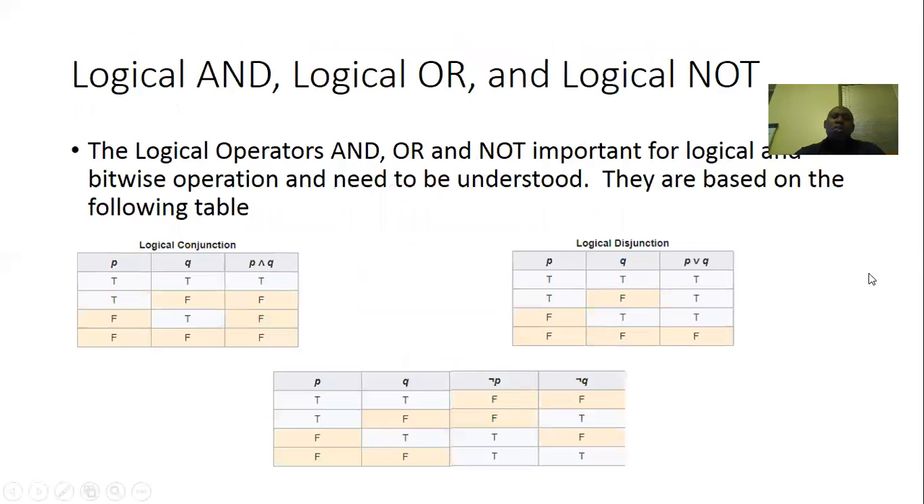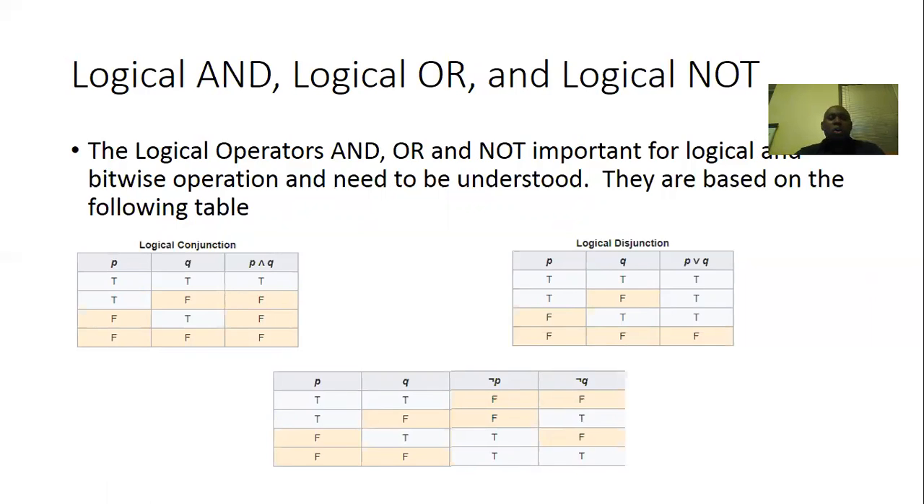The next ones we want to look at are the three most common logical operators. The first one is logical AND. These are binary operators. Two of them take two operands, but the other one, which is the logical NOT, takes one operand.